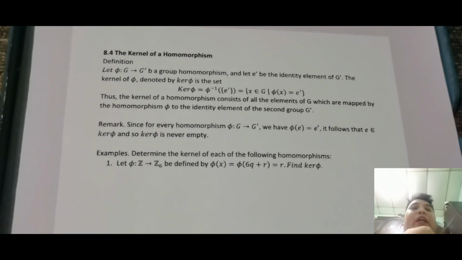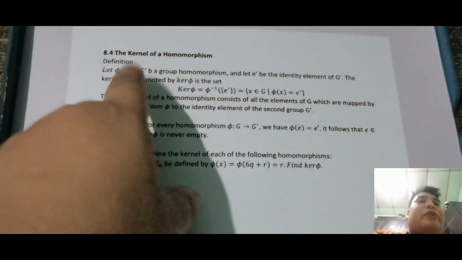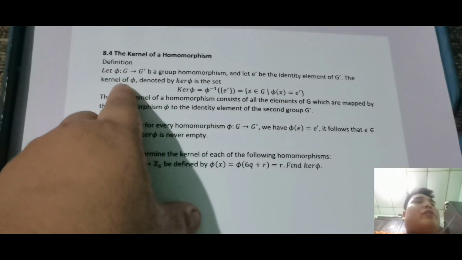So this is the kernel of a homomorphism. In symbol, this is ker P. Okay, ker P, like the one in the Kirby cartoons.